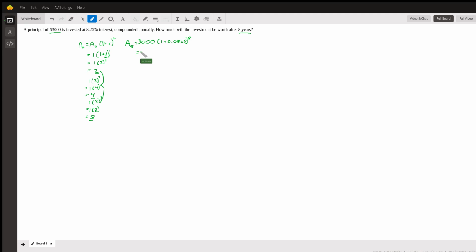So if she puts $3,000 into the bank initially, and it has a compound interest rate of 1.0825, and she wants to know how much money she'll make after 8 years, then we can use this equation to find the exponential amount that she is going to be making, which is $5,656.46. So just like that, we were able to see how much money this individual was able to make after 8 years by just allowing the money to sit in the bank with a compound interest rate of 8.25%.